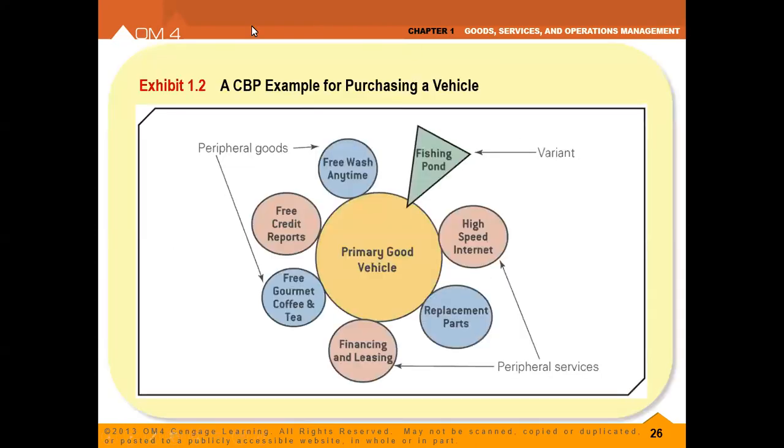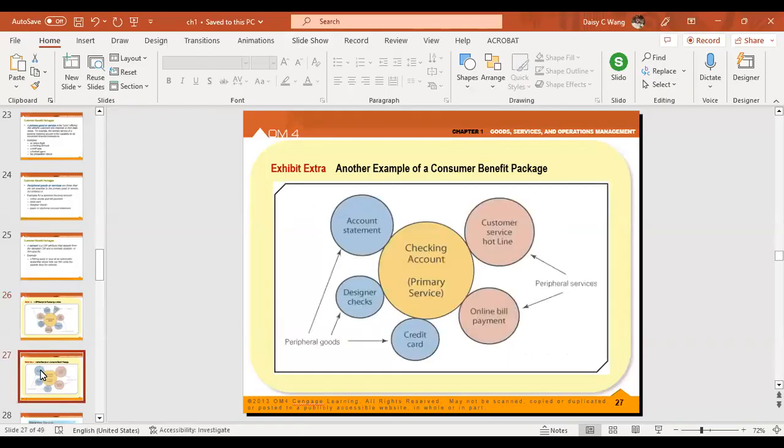Anyway, so these are examples of when we purchase a car, our primary good is the car. And then we get maybe free wash several times, free credit report, financing, leasing, replacement part, high-speed internet. That's all peripheral service. But the variant that is very different from other dealers is the fishing pond, or like I said, facial. But maybe I don't know if other airlines would copy.